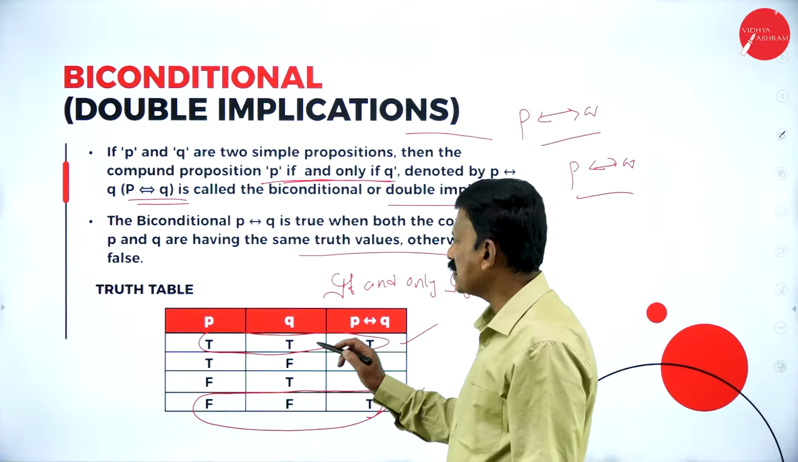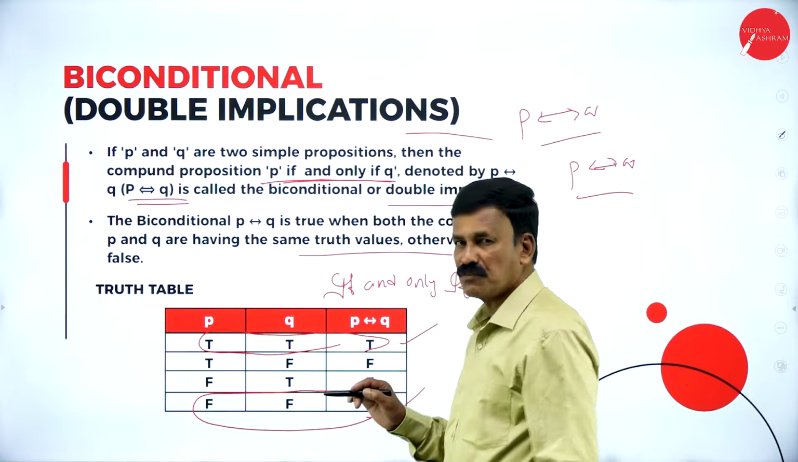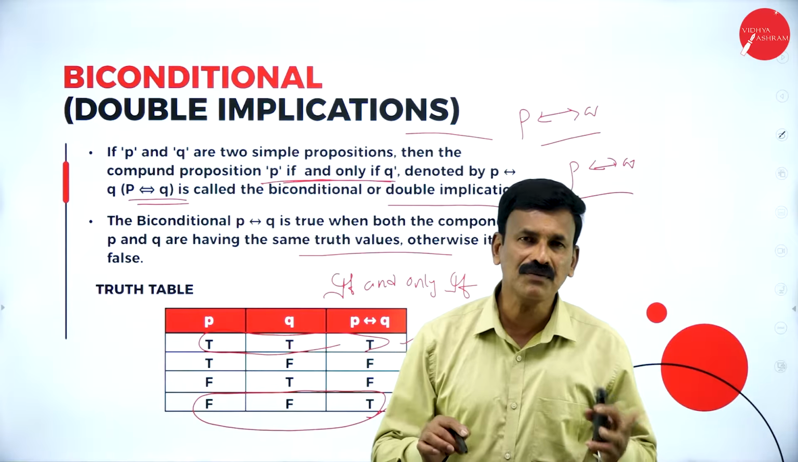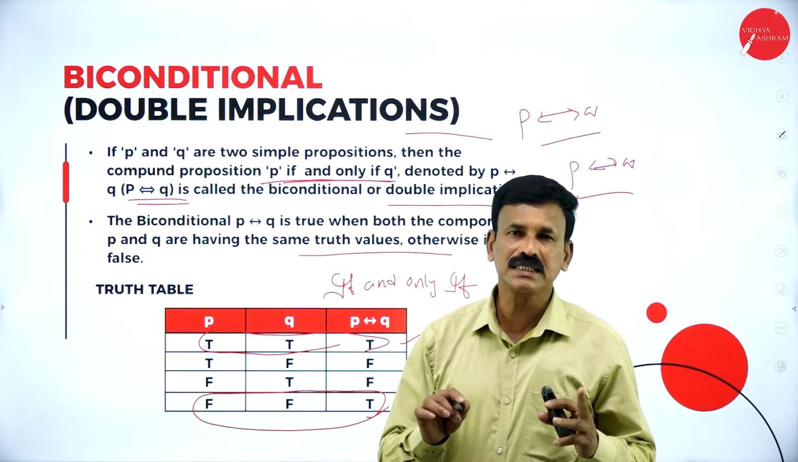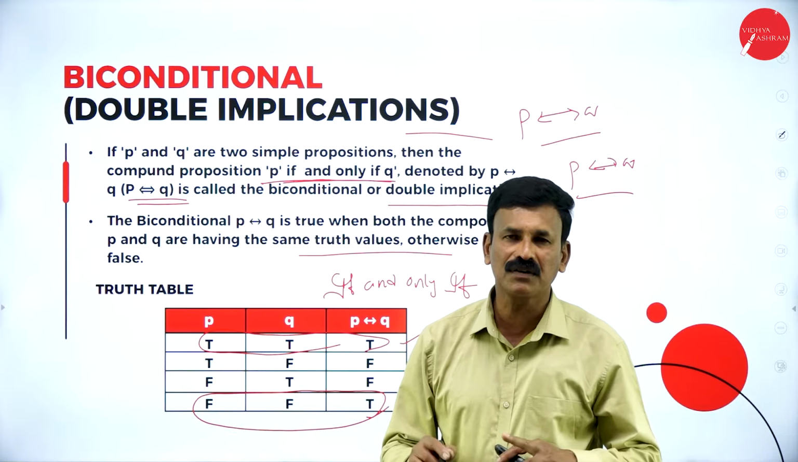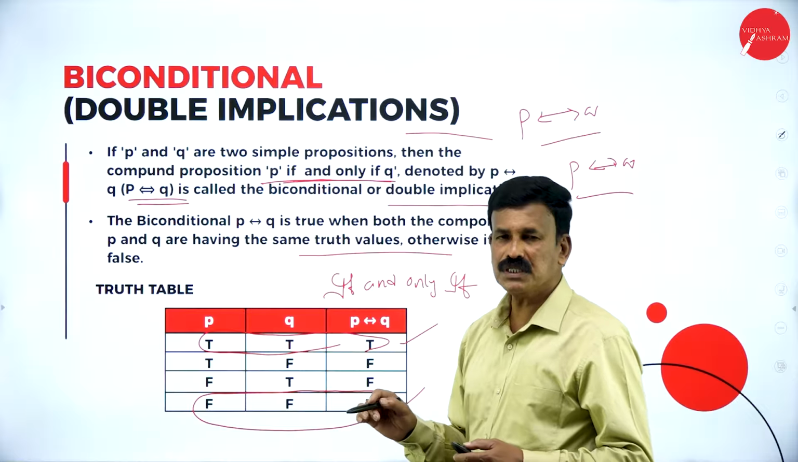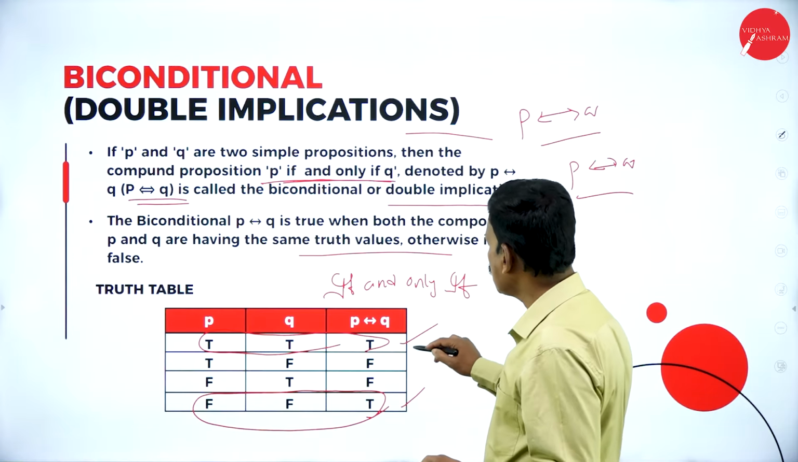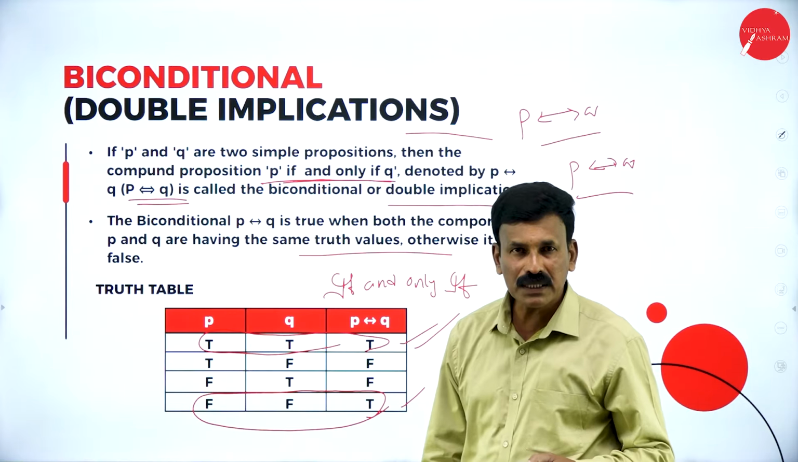So, in case of a biconditional, if both P and Q have the same truth values, like T and T or F and F, then it is true. In other cases, it is false. This is how we are going to write the truth table for a biconditional.